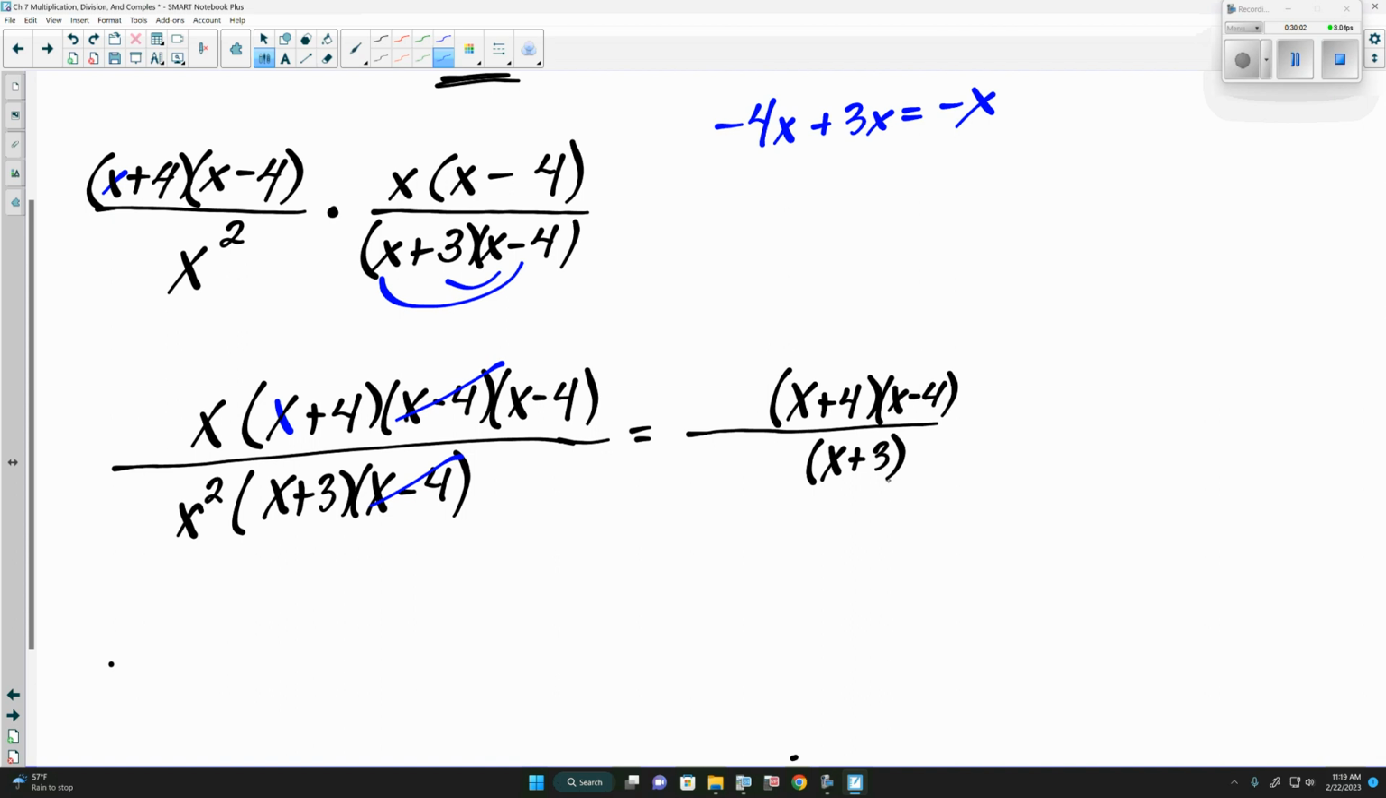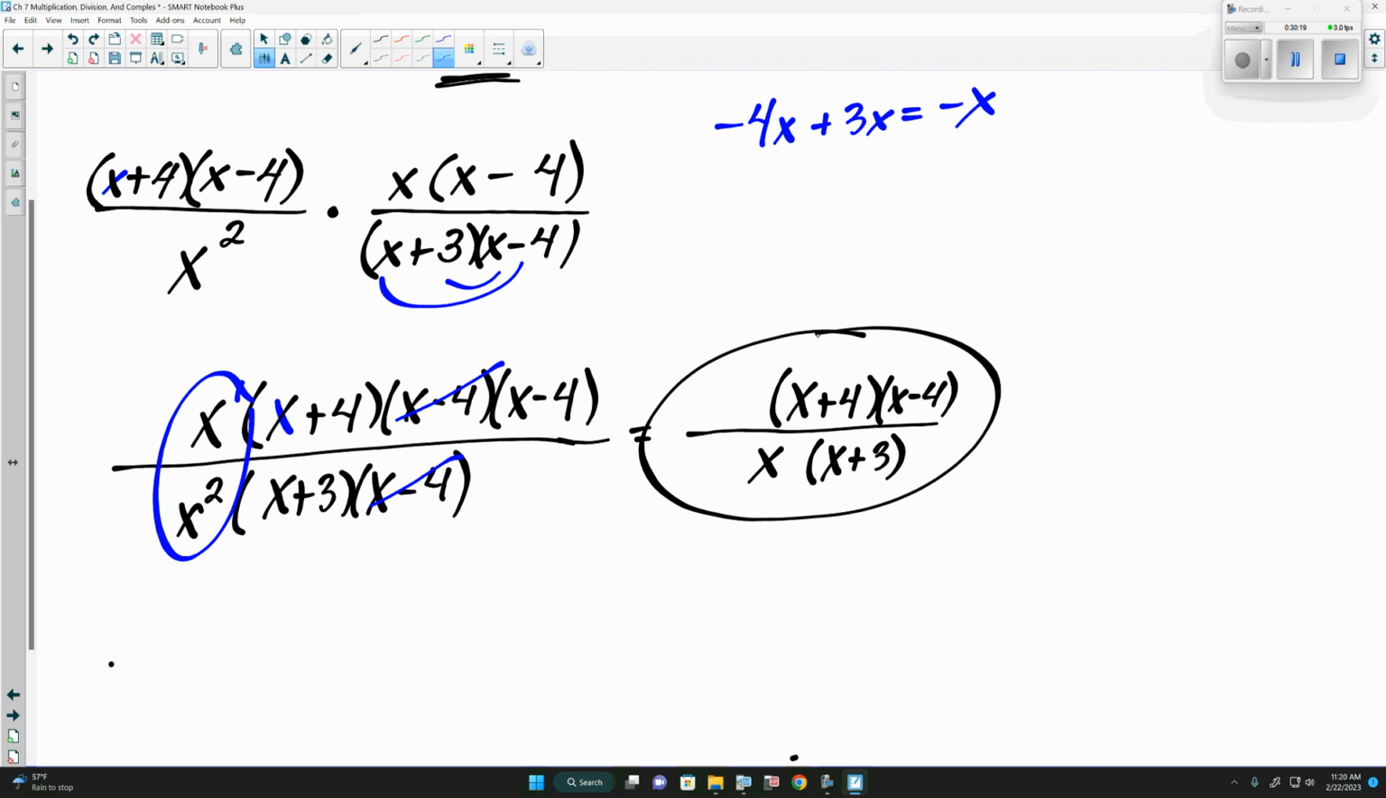We have our x over x squared. If we have like bases being subtracted, we subtract the exponents. So 2 minus 1 is? And it was bigger on bottom, so it stays on bottom. So our final answer is x plus 4 times x minus 4, all over x times x plus 3.